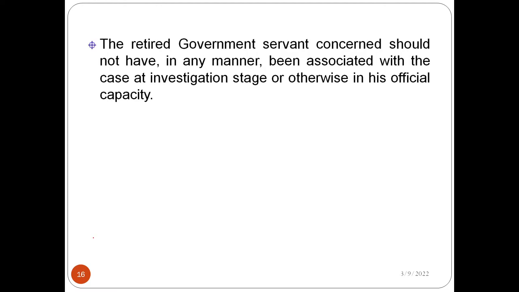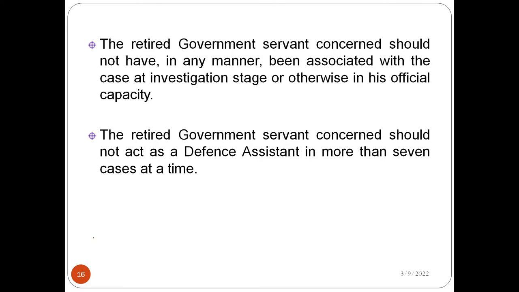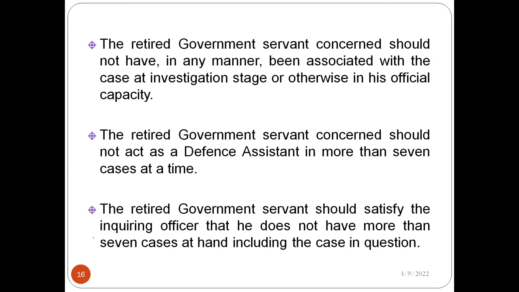retired government servant to work as defense assistant, and three cases for a serving government servant. The retired government servant concerned should not have in any manner been associated with the case at the investigation stage or otherwise in his official capacity. The government servant concerned should not act as defense assistant in more than 7 cases at a time. The retired government servant should satisfy the inquiring officer that he does not have more than 7 cases at hand, including the case in question.